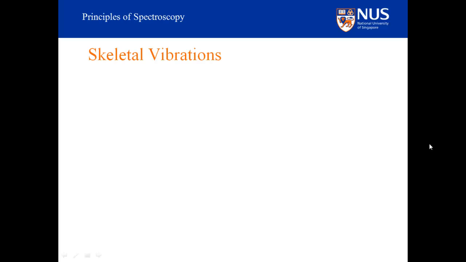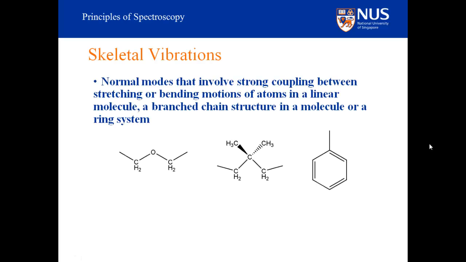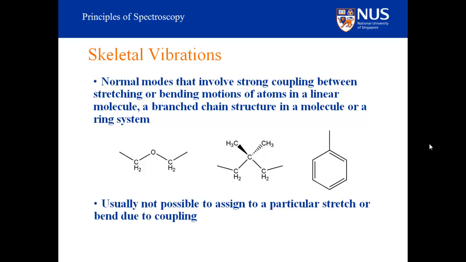So let's have a look at these two classes of vibrational bands. First of all, let's talk about the skeletal vibrations. And these are normal modes that involve strong coupling between stretching or bending motions of atoms in a linear molecule, a branched chain structure in a molecule, or a ring system. And it is usually not possible to assign a particular stretch or bend due to the coupling that is present.